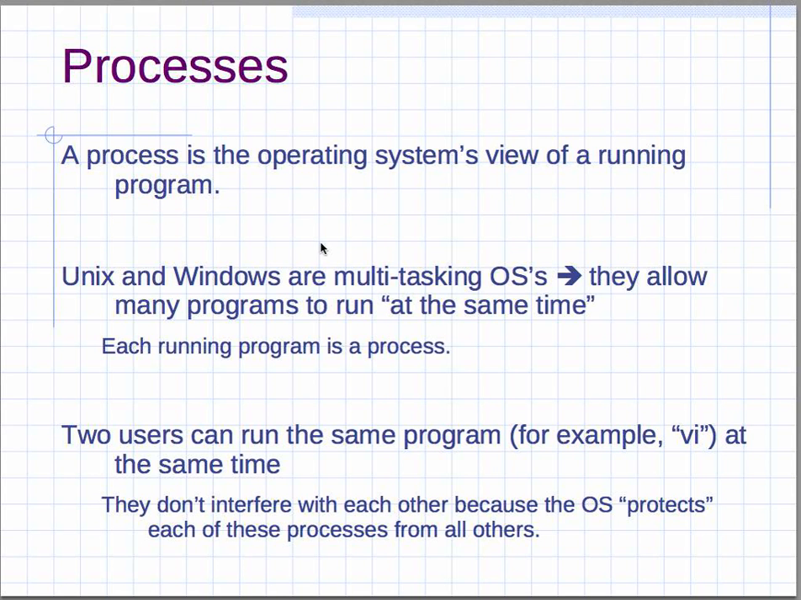So a process is an operating system's view of a running program. A program by itself, when it's not running, is just a file sitting on the hard drive. Then when you run it, it's loaded into memory. It starts using memory to do various tasks. It might interact with the keyboard and mouse and the hard drive and the network and so on.